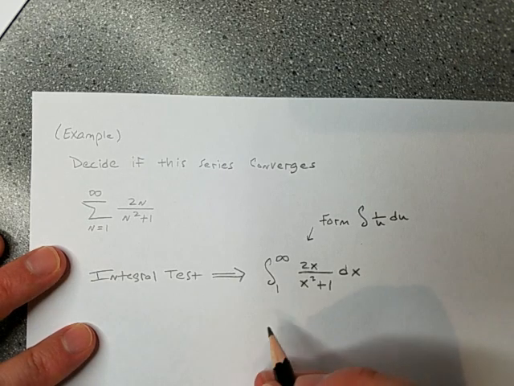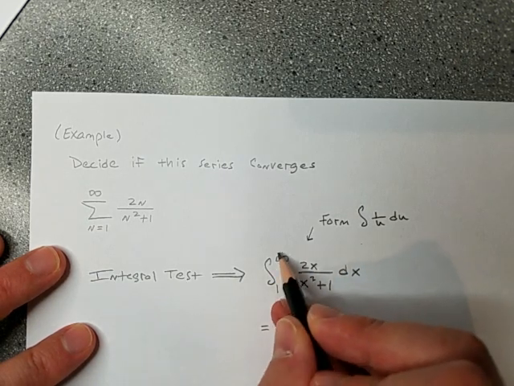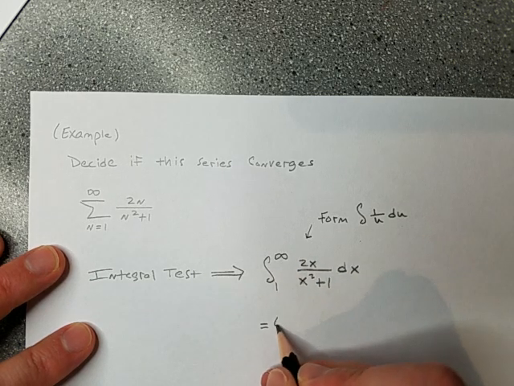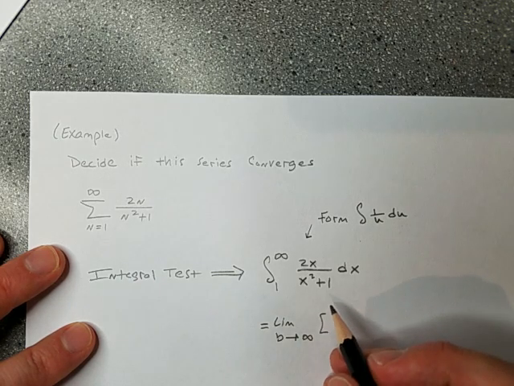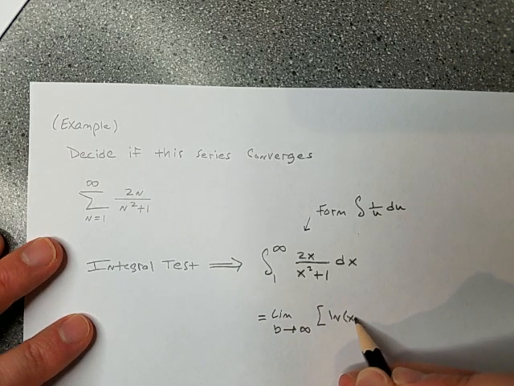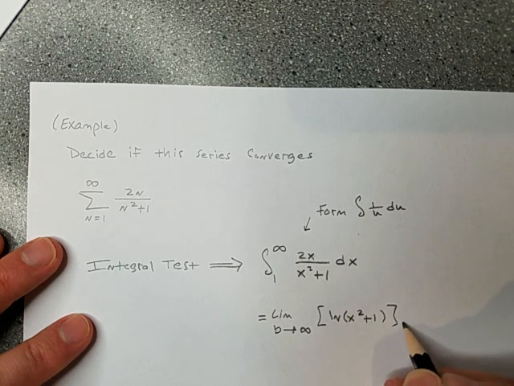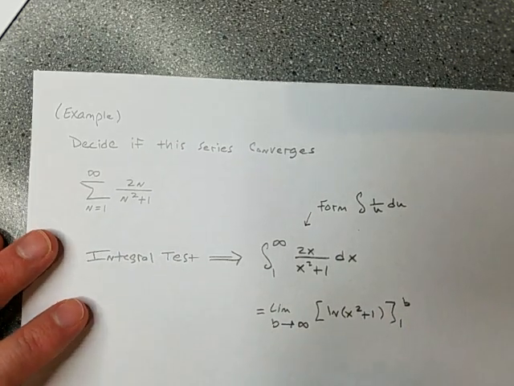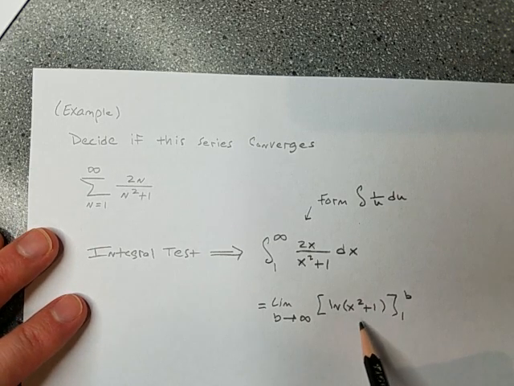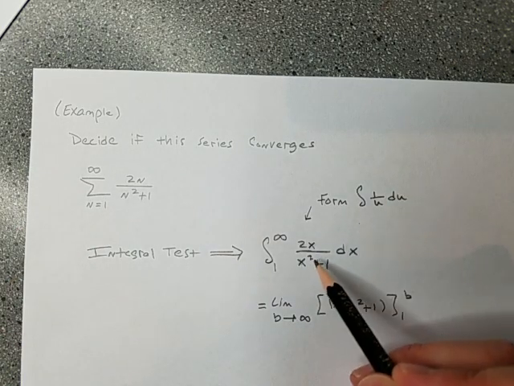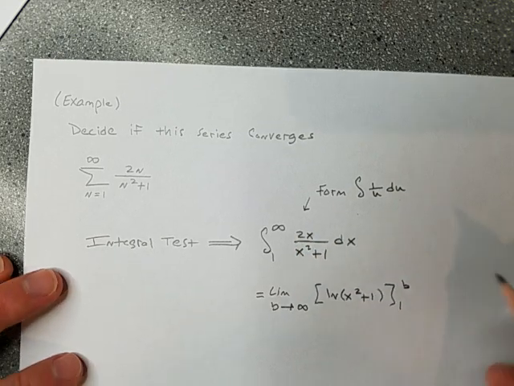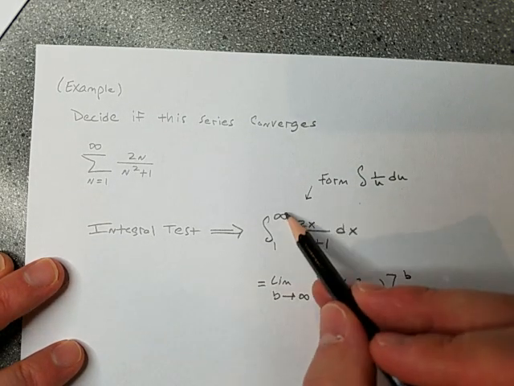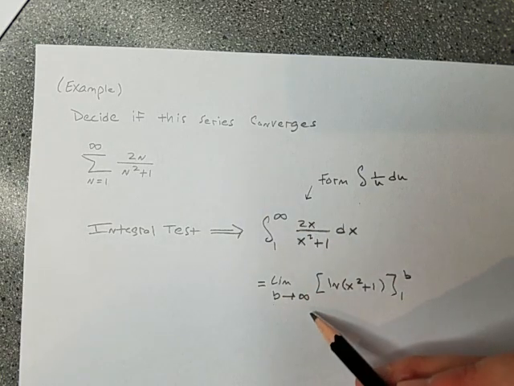So if you do that and replace this infinity here with b, it'll be like this. The limit as b goes to infinity. The antiderivative will be natural log of x squared plus 1. And then we want to do 1 to b. All right? Okay, so you'll get that antiderivative through a simple u substitution. It'll be 1 over u du. If you let x squared plus 1 be u, then the du is 2x dx. It's all right there. That's your antiderivative. We replace the infinity with the b, and we'll push the b to infinity.